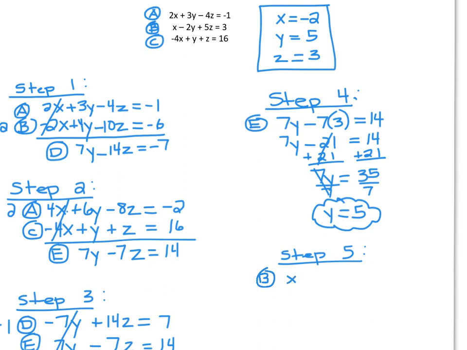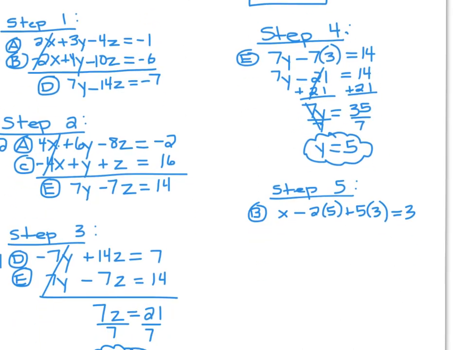Okay, so let's see, I'm going to write down equation B. So we have x minus 2 times, well, y is 5, so I'm going to replace that with a 5. And then plus 5 times, well, we know z is 3, and then equals 3. Okay, so again, I just used this equation, and I replaced the y with a 5 and a z with a 3.